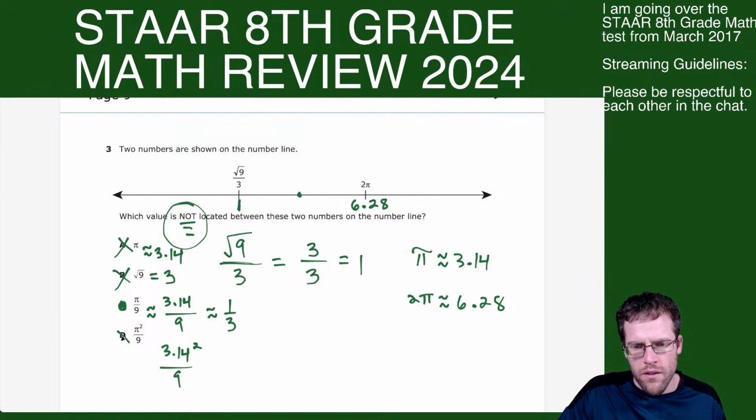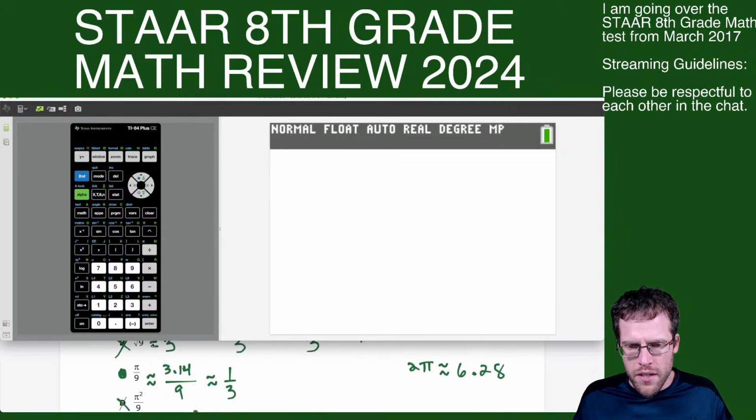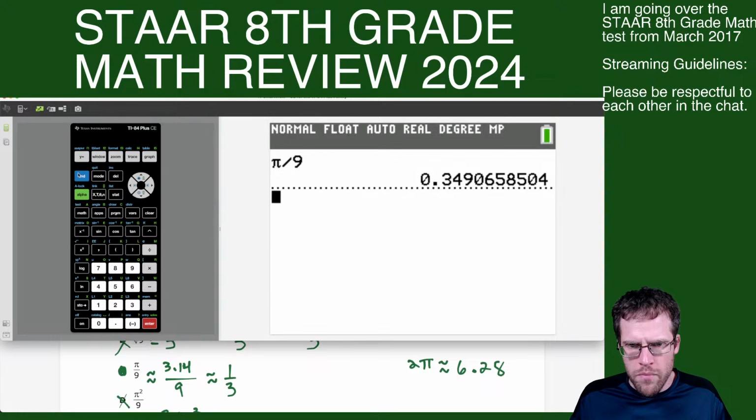So this one's out. But if I had to do this the most reliable way, of course, I could just type in the last two answer choices. I could press second, the up arrow here for the pi, go over 9. And then I could do pi squared, second pi squared, and then over 9.